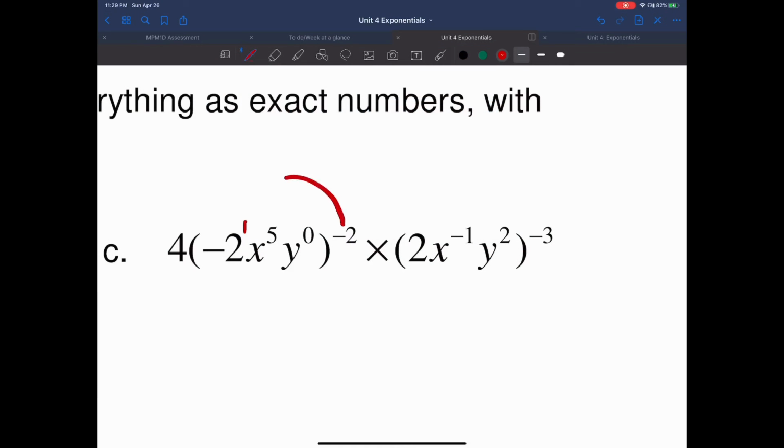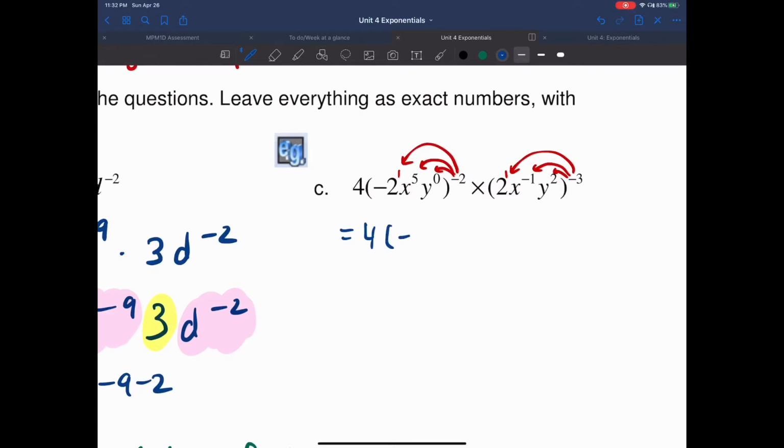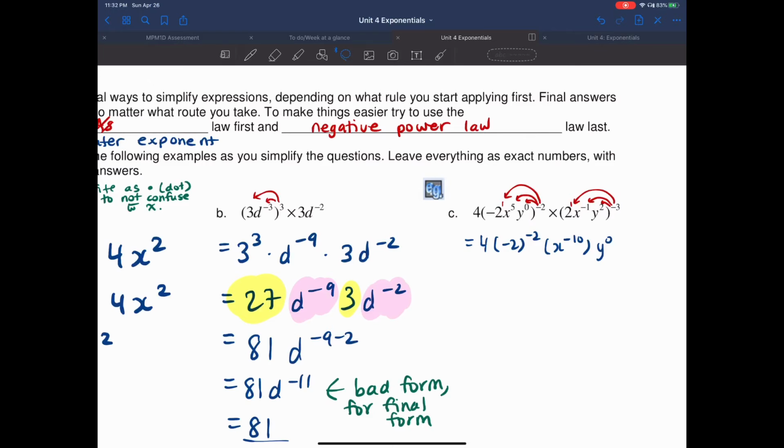So for question C, I'm going to start by distributing that negative 2 into each exponent part within the brackets. When there is no exponent, that means there is an exponent of 1. Next, I'm going to write it all separately so that I don't make the mistake of distributing that 4 out to everything else, but that 4 should just sit there at the front. So I'm just putting everything separately.